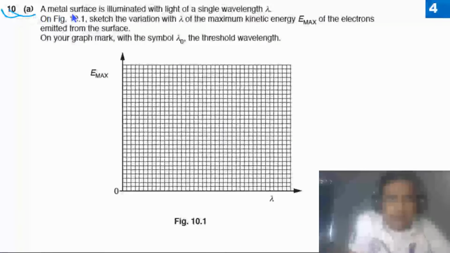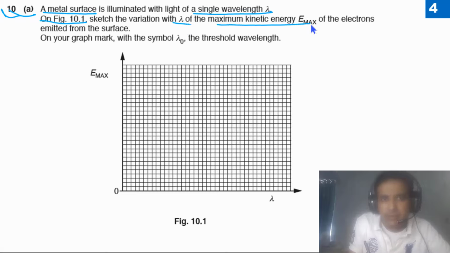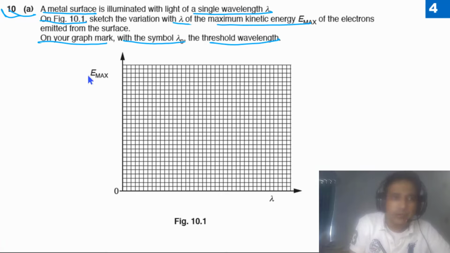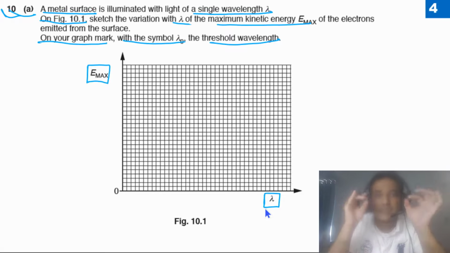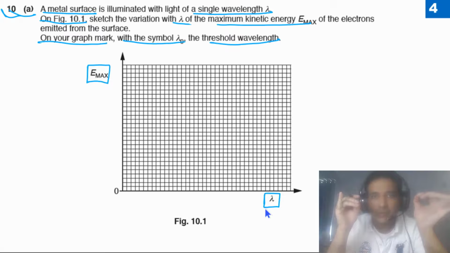Question 10 part A says a metal surface is illuminated with light of a single wavelength lambda. On figure 10.1, sketch the variation with lambda of the maximum kinetic energy Emax of the electrons emitted from the surface. On your graph, mark with the symbol lambda naught the threshold wavelength. So if you look at this figure, on y-axis we have Emax, and on x-axis we have lambda, wavelength. And the same type of graph we have just sketched in the previous question. It means the shape of the graph has to be the same.